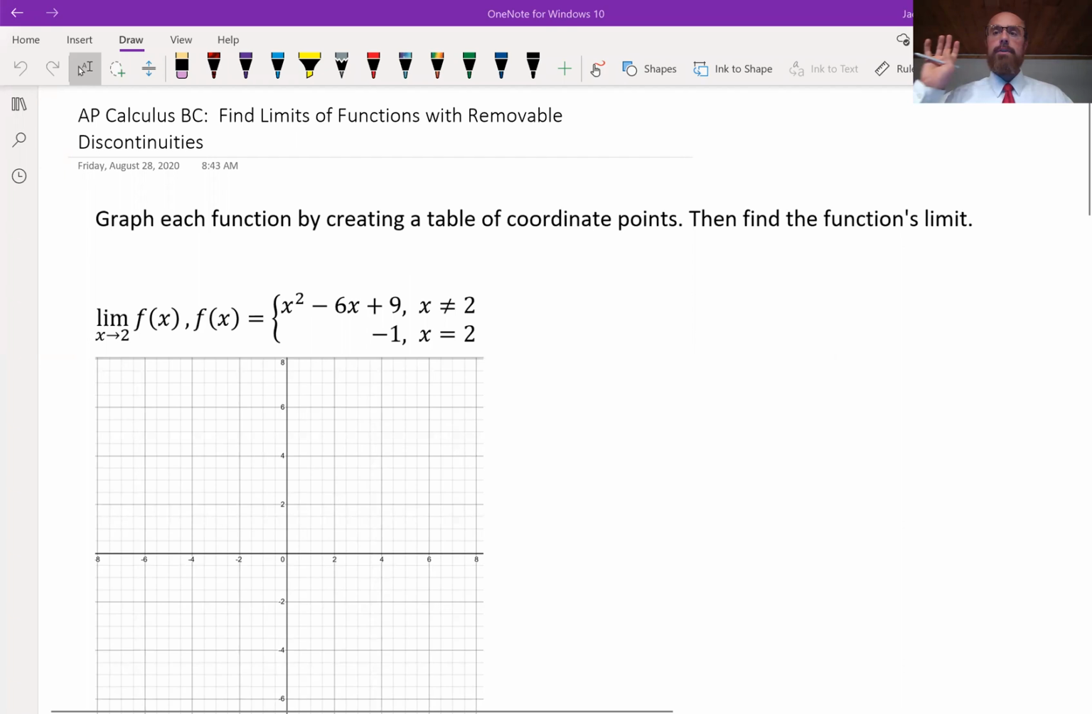And as you can hear, it's storming outside. It's always good weather for calculus, though. You can never not do calculus, even when it's raining.